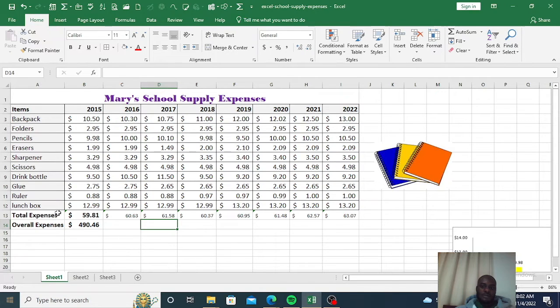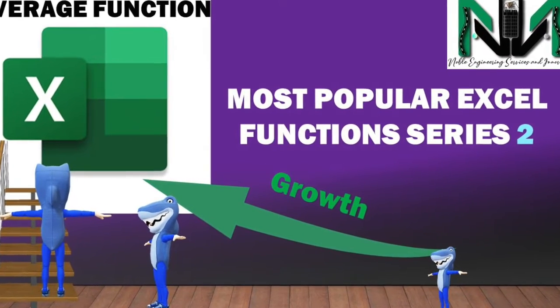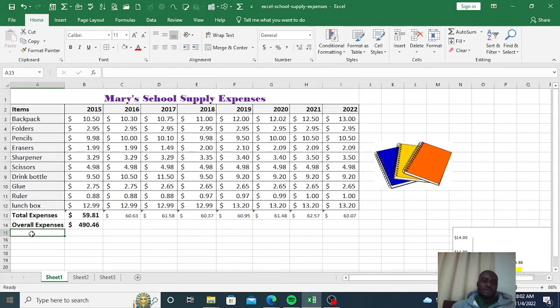Next, after looking at the total expenses for each year, we may want to determine the average expenses for Mary's school supply. This can be done by either determining the average expenses as per year or the average expenses as per item.